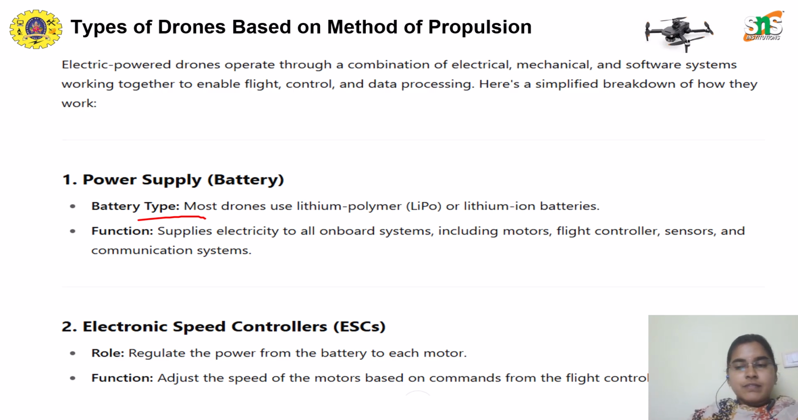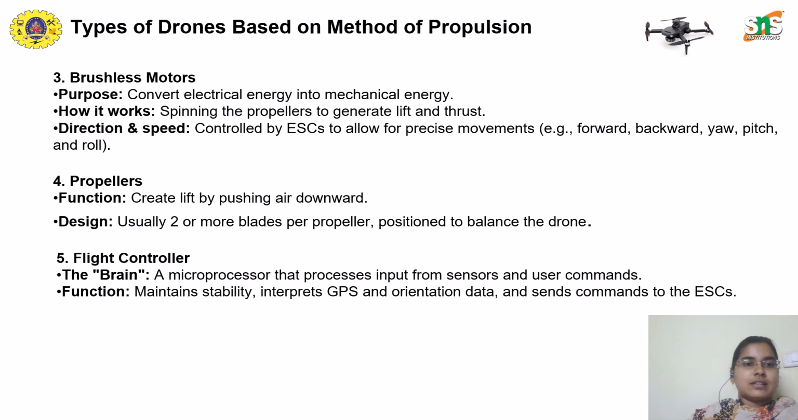Then we need a flight controller, but before getting into that, the next important thing is brushless motors. They convert the electrical energy from the battery into mechanical energy, spinning the propellers to generate lift and thrust. The direction is controlled by the ESC to allow precise movements, that is backward, forward, yaw, pitch and roll.